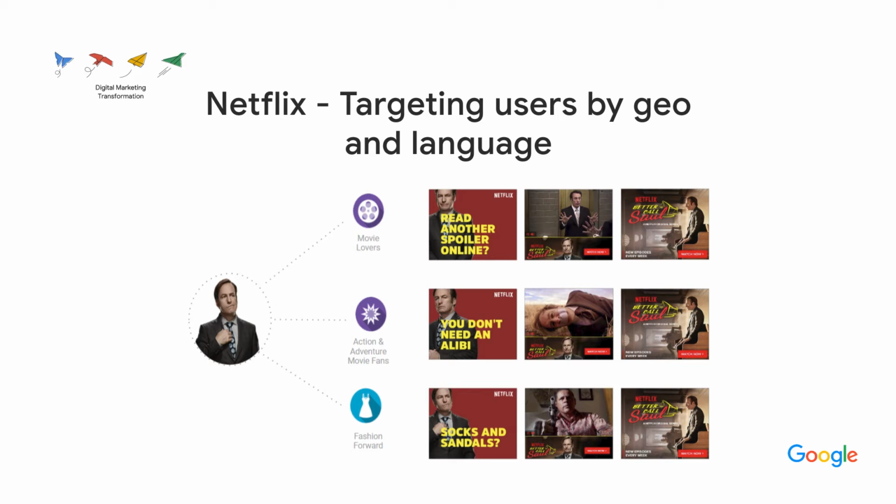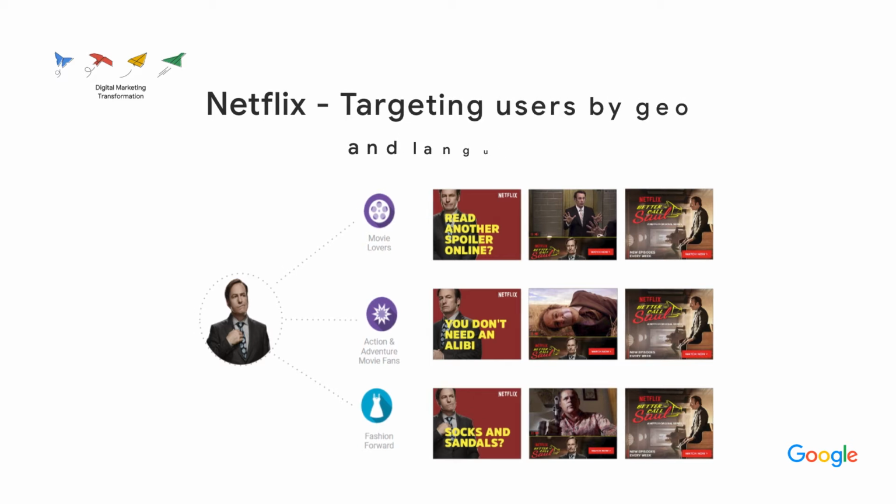So they'll have on the first frame, copy that speaks to movie lovers. In the second frame, they'll have a visual that speaks to movie lovers, and then close off with the call to action. So on action, they'll do the same kind of change with copy and then visual and then call to action. Same goes with fashion. Then they take it a step further: if you are in a specific region, so if I'm in South Africa, I'll see maybe a different type of call to action versus somebody who's in the Netherlands. And then they also take it another step further when it comes to language. So if I am in England, I'll see different language versus France.